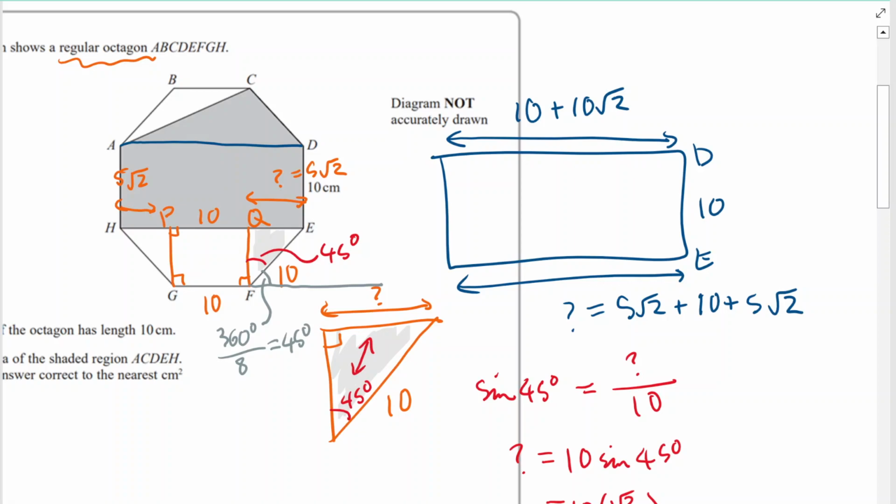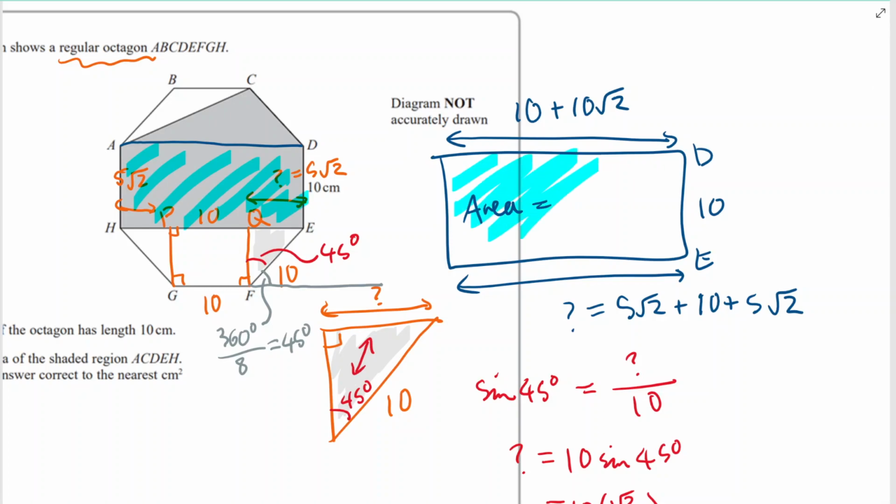Now, why do we even work that out again? Yes, it was to work out the area. So, therefore we can say the area of that shape. What can we say about the area? This blue one, let me do it like this. So area of that blue shape, what does it give us? We just work out base times height. So 10 times 10 plus 10 root 2.